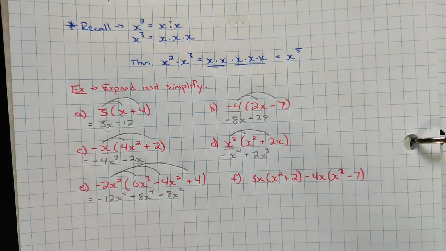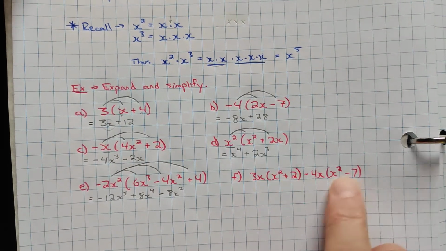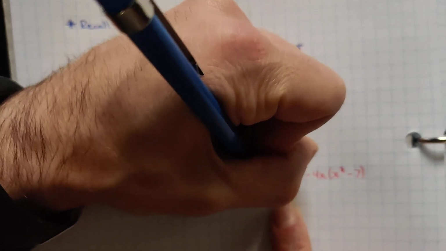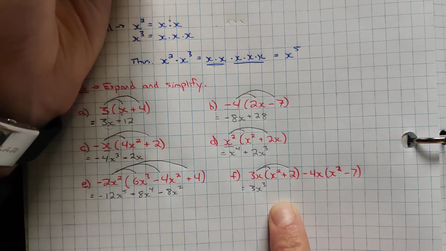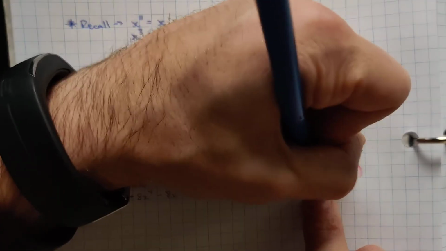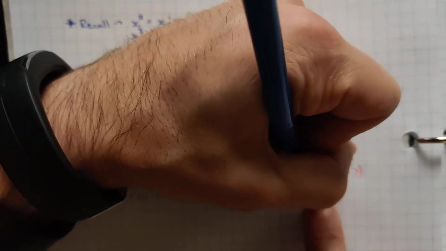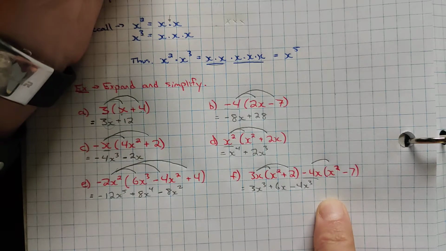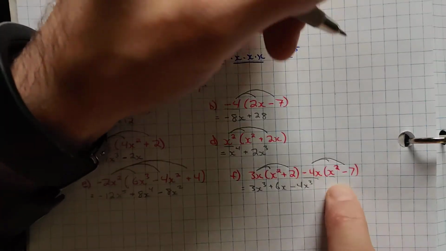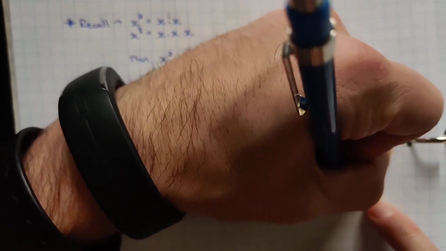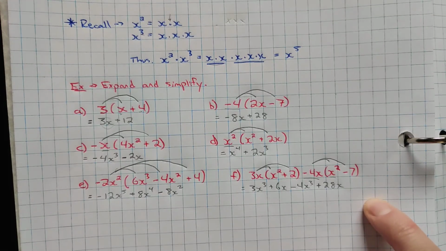In this last one, we have a pair of brackets. So we have two separate multiplications. We're going to multiply this set of brackets first. 3x times x squared is going to give me 3x cubed. 3x times 2 is going to give me 6x. Now we move on to the next set of brackets. We've got negative 4x times x squared. That's going to give me a negative 4x cubed. And then we make our second multiplication. Negative 4 times 7, negative 7, sorry, is going to give me positive 28. And then there's an x stuck on the end there.